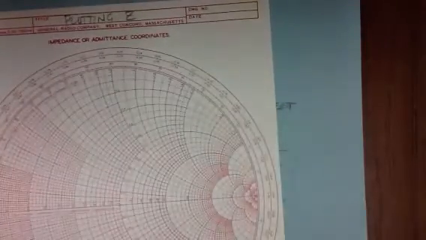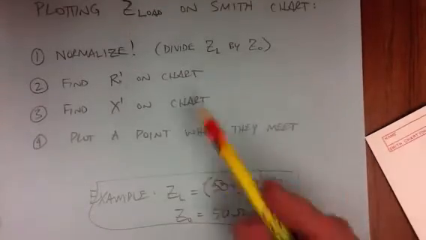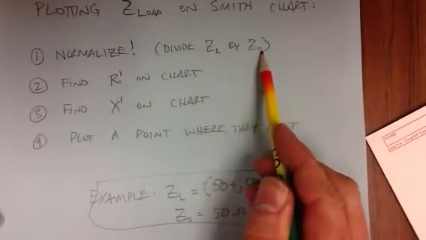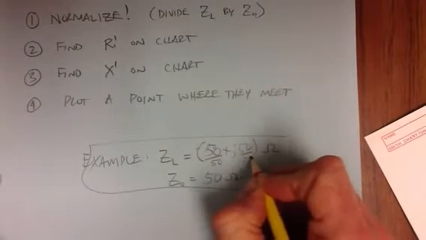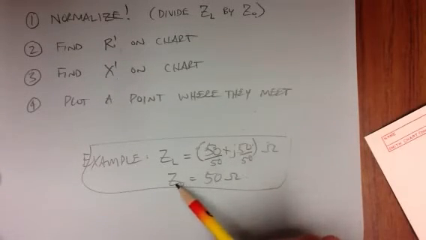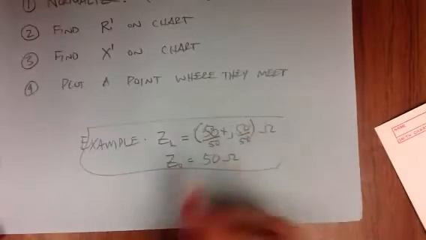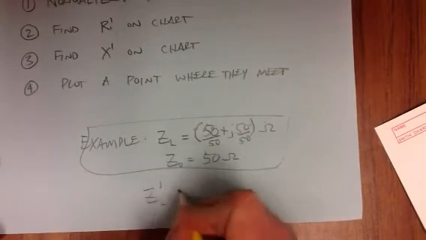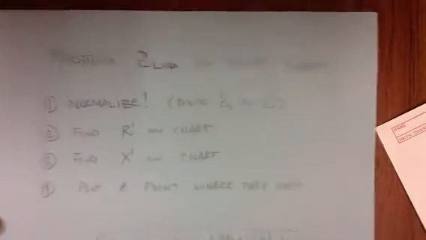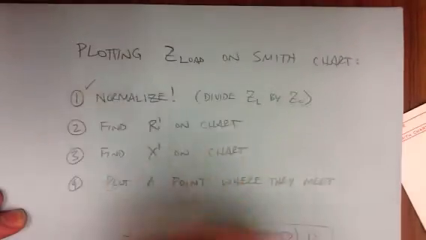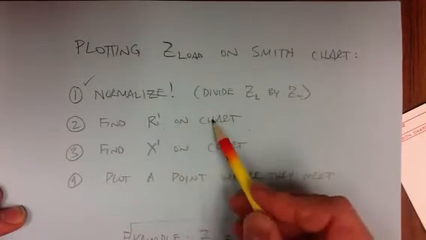The first step is we normalize. So we divide by the characteristic impedance. Because the characteristic impedance is 50, that ends up to be 1 plus J1. So I can say that the normalized load impedance is equal to 1 plus J1. So step 1 is done. Step 2, we find normalized R on the chart.